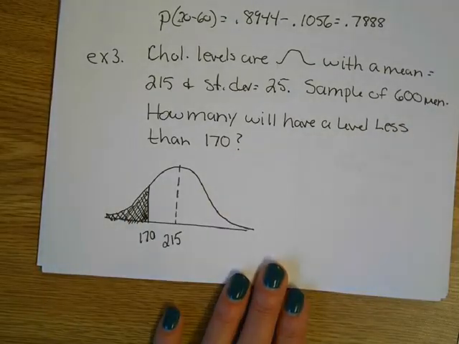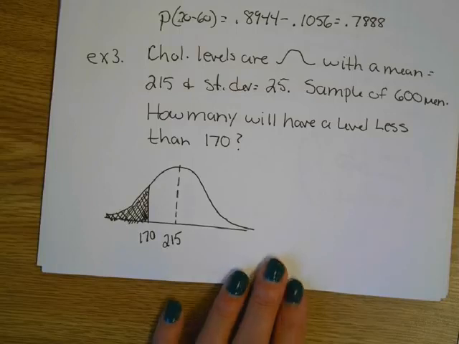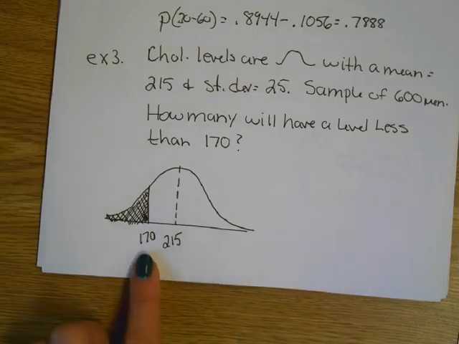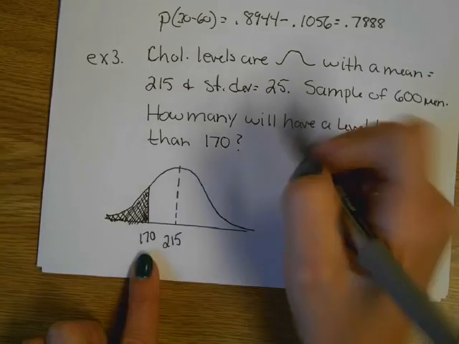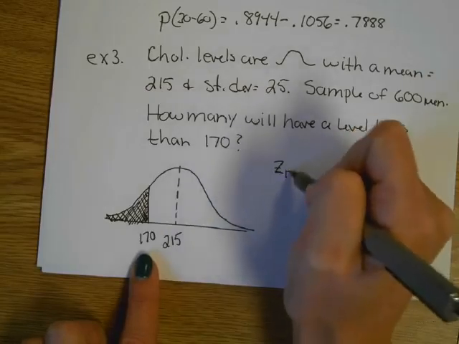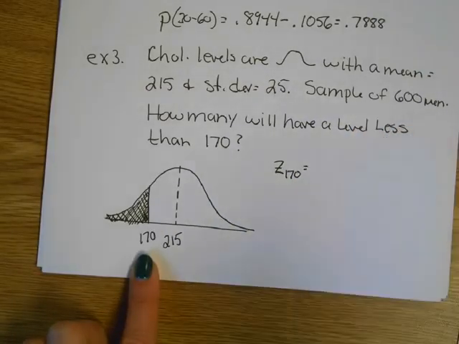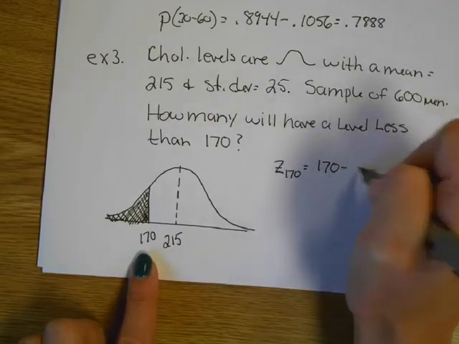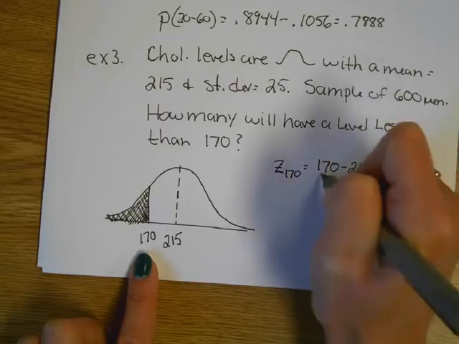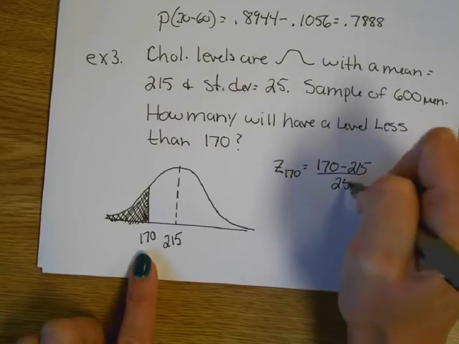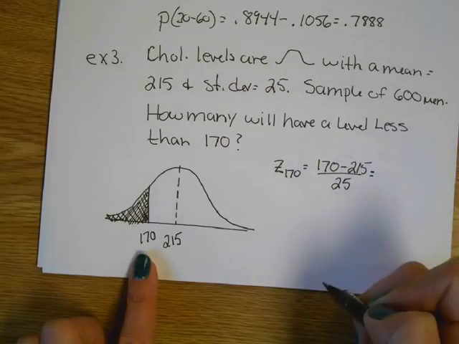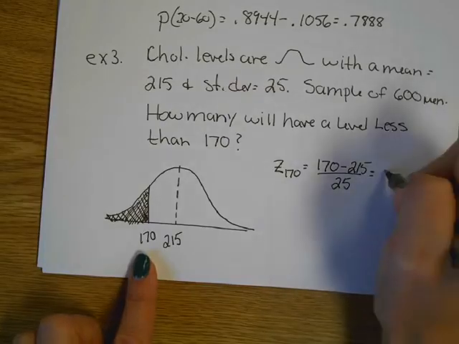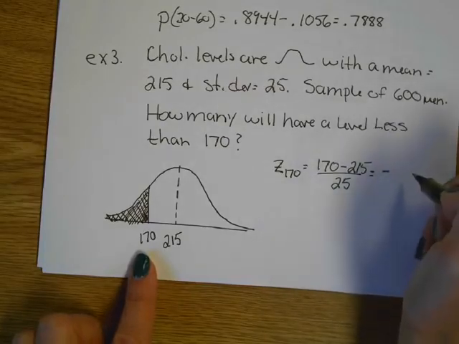Okay, any guesses on what we're doing here? All it is is one extra step from what we did do. You take your formula, you find the z-score for this spot, so we'll start with that. Find the probability, and multiply. It's an extra step of multiplying. Very good. 170 minus 215, divide by 25. That gives us a z-score of negative something.